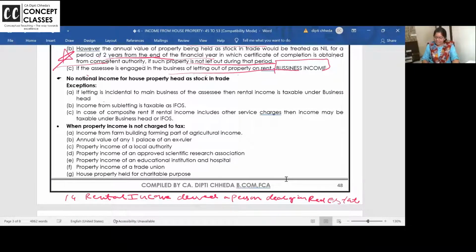If letting is incidental to main business, rental income is taxable under the business head. Example, service quarter. Write it down. Example, service quarter. Income from subletting is taxable under other sources. This point is repeated. In case of composite rent, if rental income includes service charges and other income, it may be taxable in business head or others. So these are points repeated.